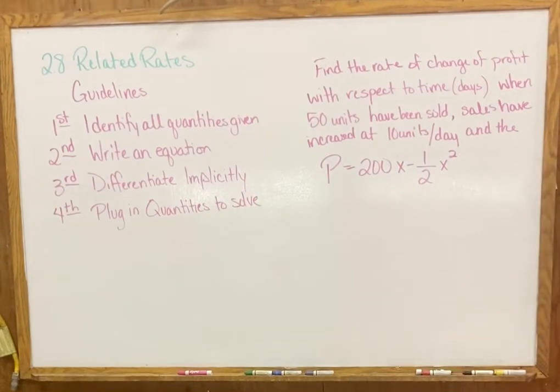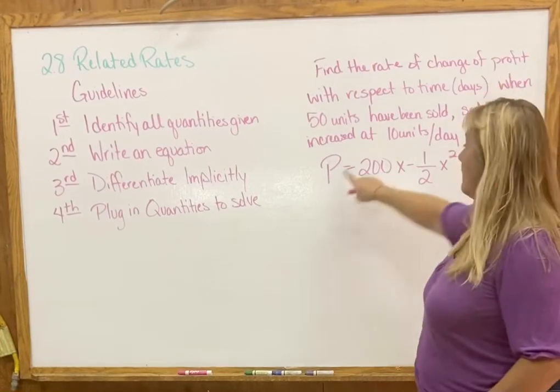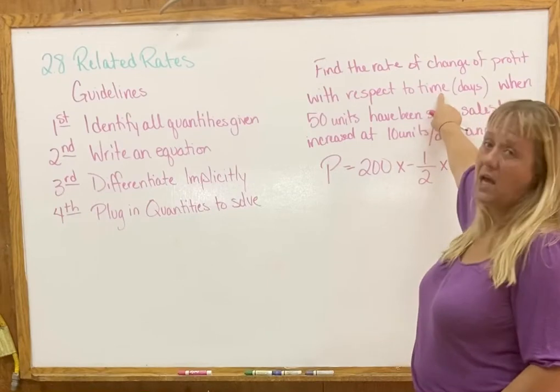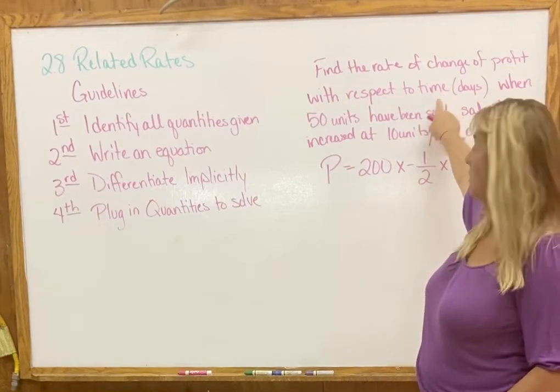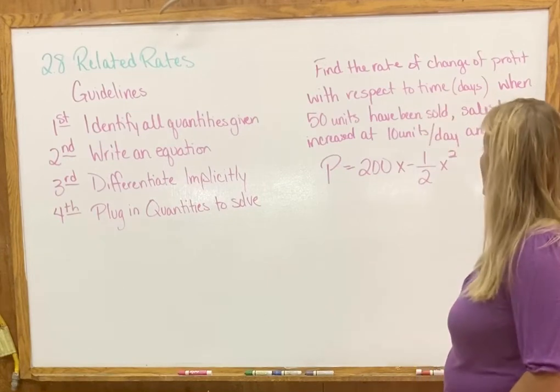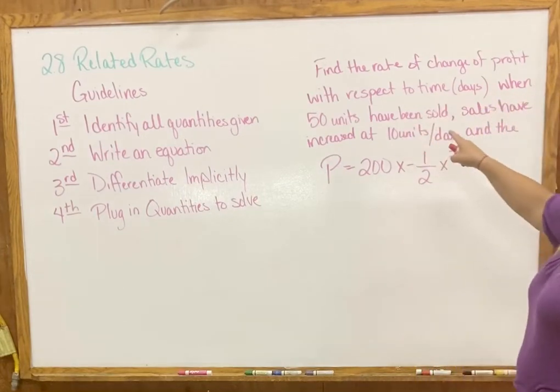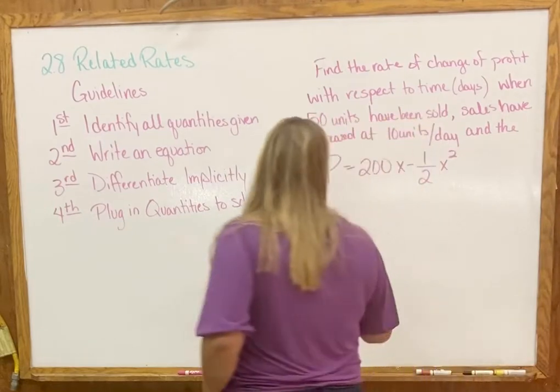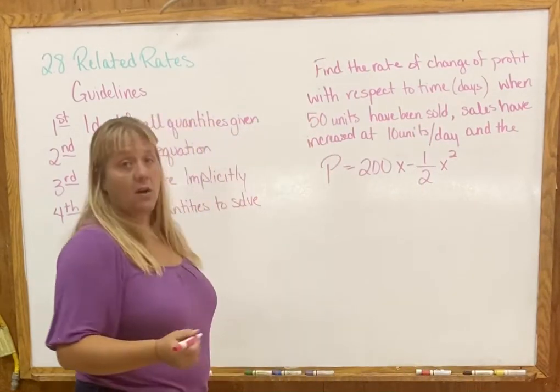Okay, so we want to find the rate of change in profit, and luckily they gave us the profit function, but with respect to time. Okay, so there's that third variable. We've got x's and p's but we also have t going on there. Then it says when 50 units have been sold and that sales have been increasing at 10 units per day. So as it says here is to identify the quantities given. So the 50 units, that's our x, isn't it?